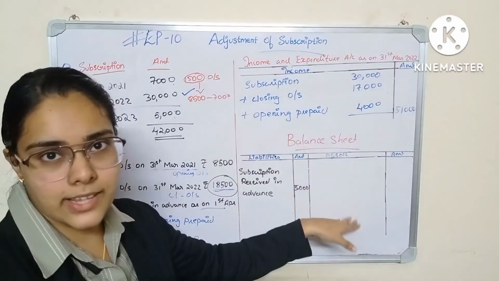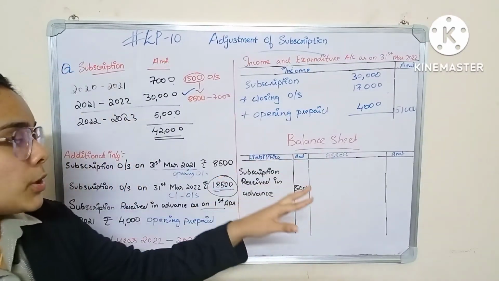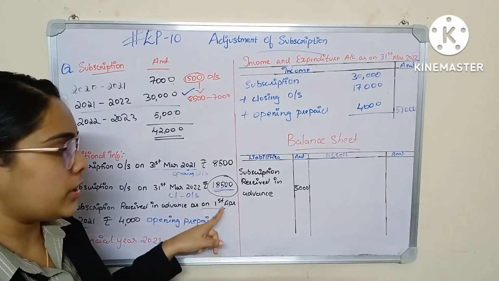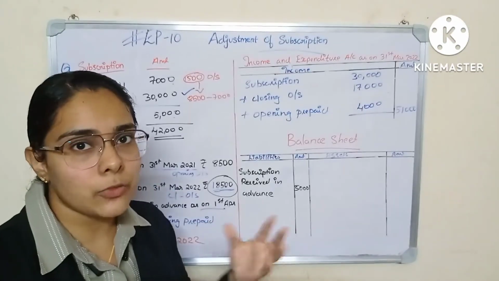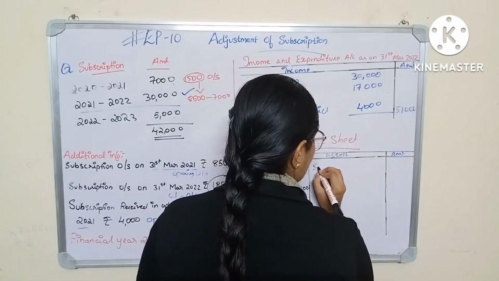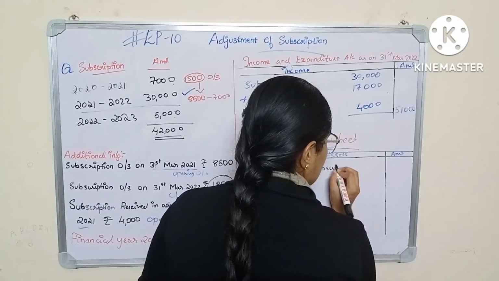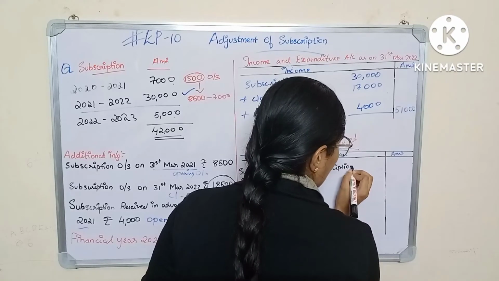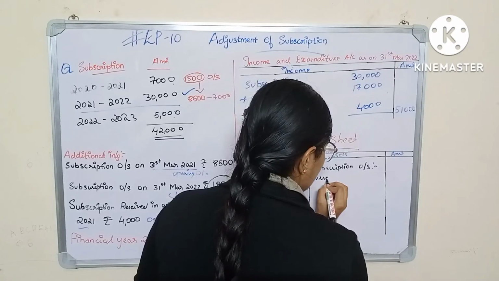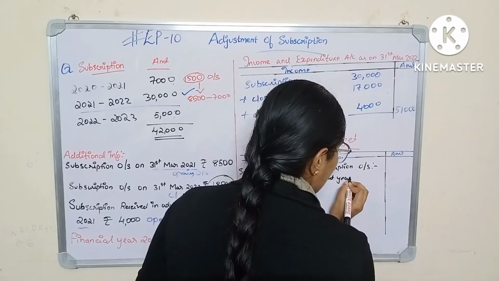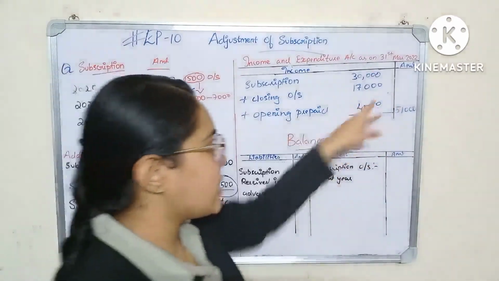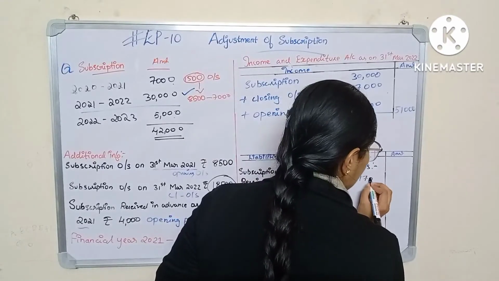Now let us do the asset side, subscription. Subscription here you can directly write the amount which is given in the question, which is 18,500. Okay. If you want, you can split it and write. I think that would be better if you split and write it. Okay. So here you will write subscription outstanding, okay, for current year, how much is it? It is 17,000. We already calculated it, right? 17,000. So you will write it in the inner column.